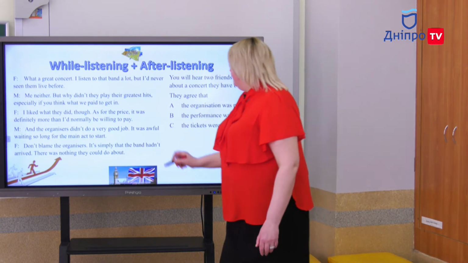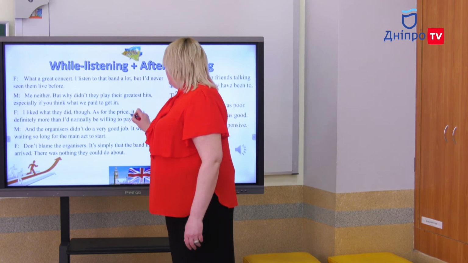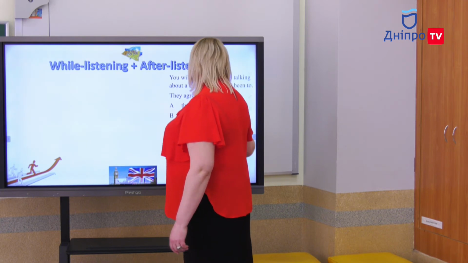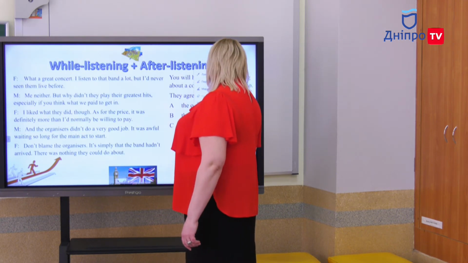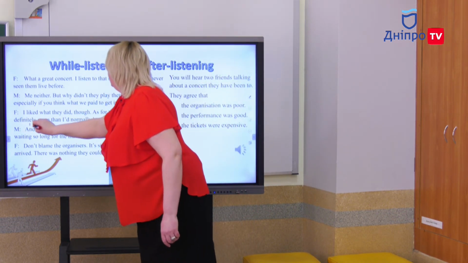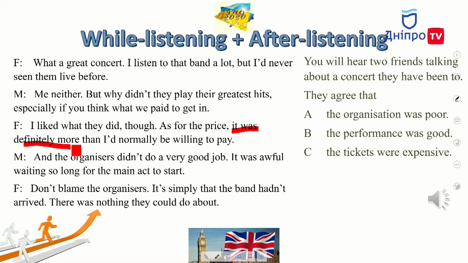Let's find the answer. As for the price, it was definitely more than I'd normally pay. And the other person said that they'd normally be willing to pay, and especially what we paid to get in. Two people agreed with that. Okay, let's move on.